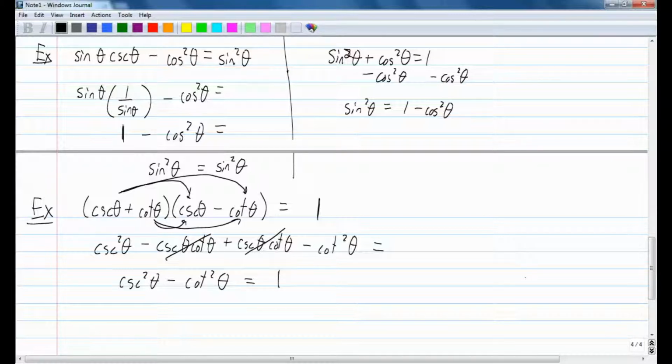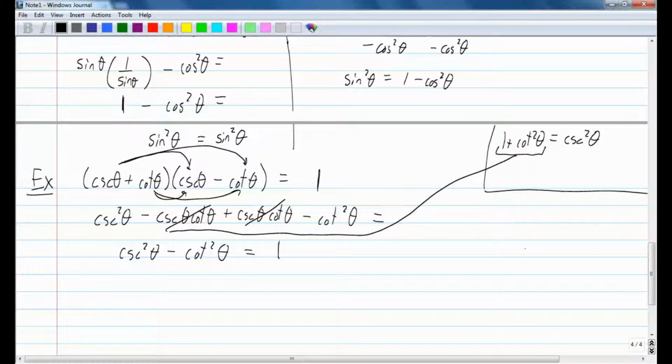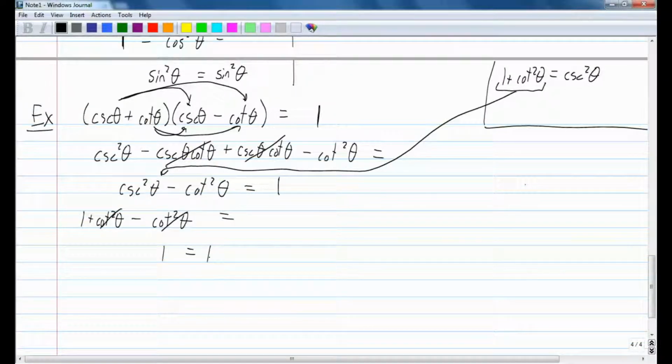Now, I do have a Pythagorean identity that has cosecant squared and cotangent squared within it. That identity is 1 plus cotangent squared theta equals cosecant squared theta. And so this is already solved for cosecant squared theta. So where I have a cosecant squared theta, I'm going to plug in 1 plus cotangent squared theta. I'm going to copy down the rest of the problem, minus cotangent squared theta equals 1. Now you see my cotangent squared thetas cancel out. They're like terms with opposite signs. So I have 1 equals 1. That establishes the identity.